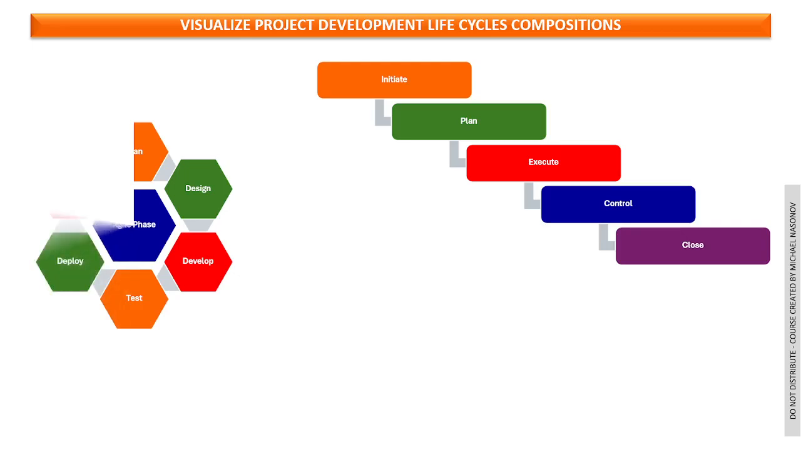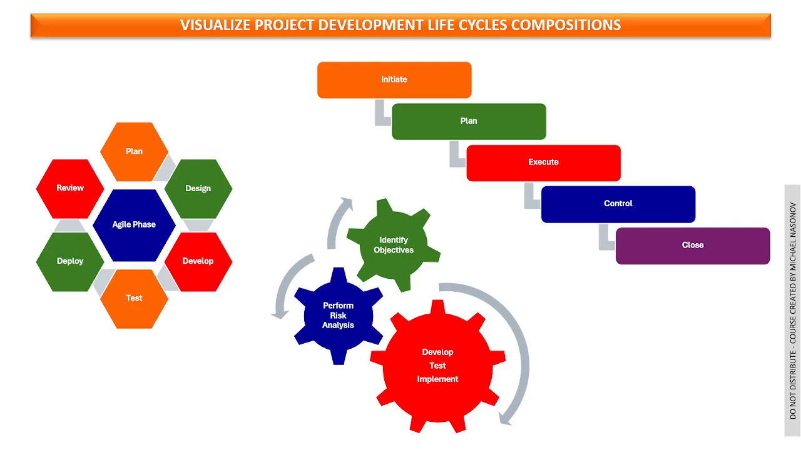Second is definitely the agile phase or cycle or sprint, where you plan, design, develop, test the developed product, deploy into production, review the sprint, and you continue as a circle all over again until you complete your product. Third one, obviously increments, where you identify objectives, perform some kind of analysis, research and development, develop, test, implement.